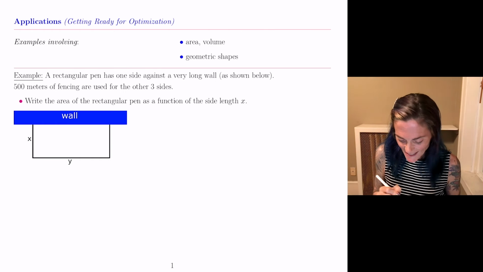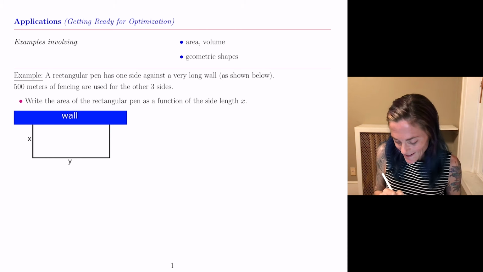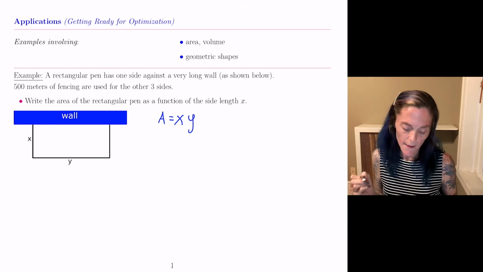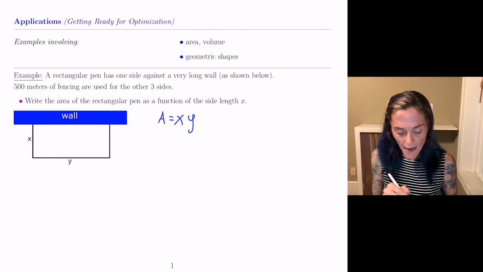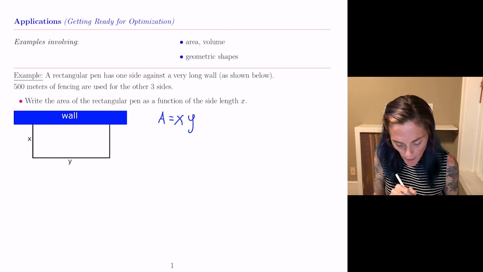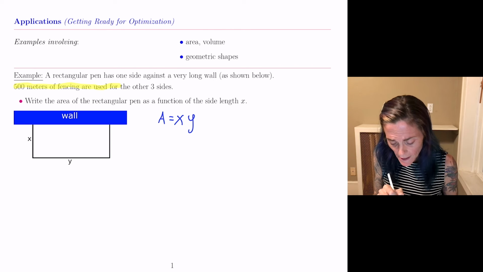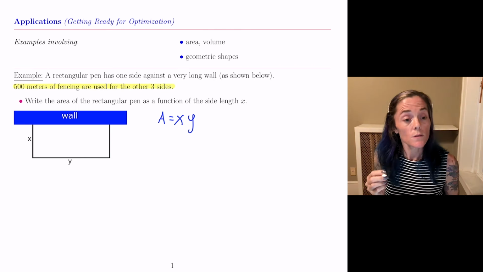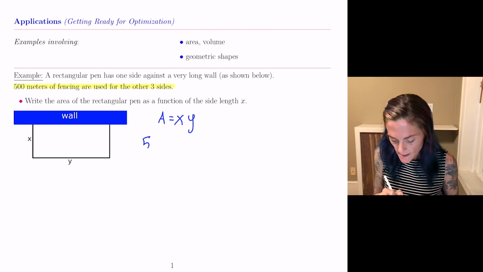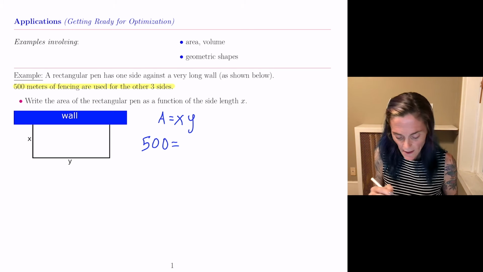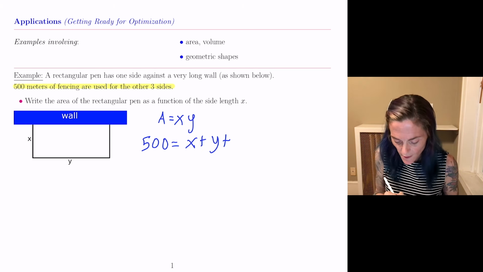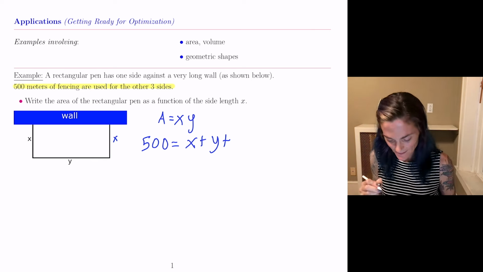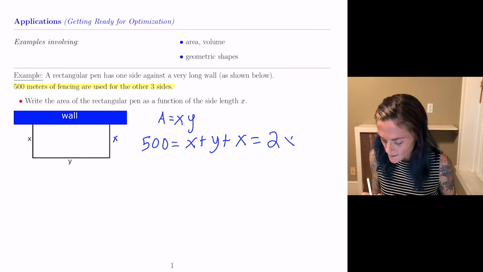Well, initially, we know area is x times y. Well, that's not the end of this question because we have to use this part that we have 500 meters of fencing. So 500 meters of fencing would be, well, we have x plus y plus, there's another x right here, which is 2x plus y.